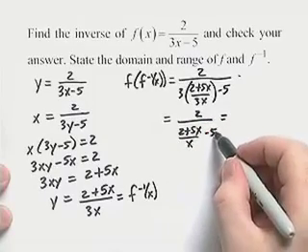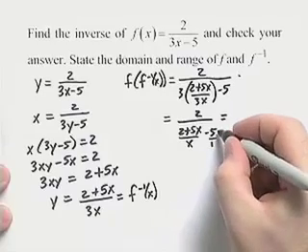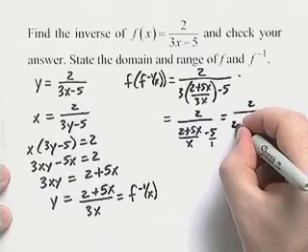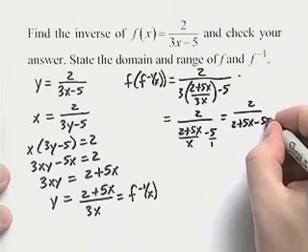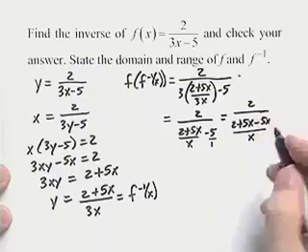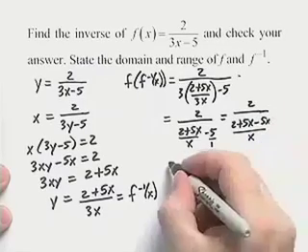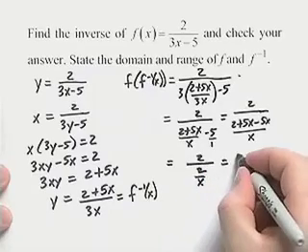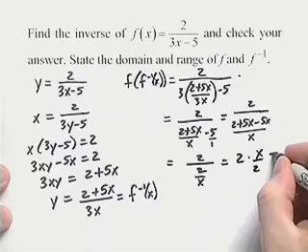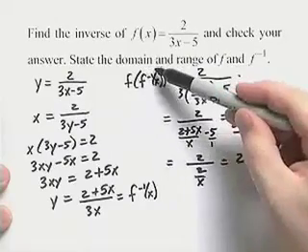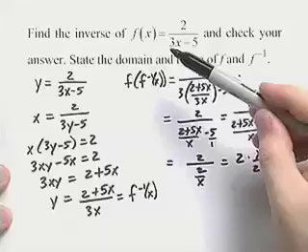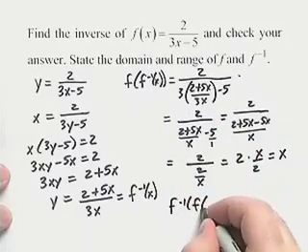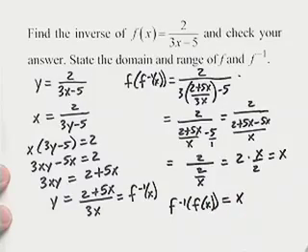The threes will cancel, so we'll have 2 divided by ((2 plus 5x) over x) minus 5. If we get a common denominator, thinking of this 5 as 5 over 1, we need to multiply the top and bottom here by x. So we'll have 2 divided by (2 plus 5x minus 5x) over x. The 5x's are going to cancel. That's going to leave us with 2 divided by 2 over x, which is 2 times x over 2, which is equal to x. So we've shown that f of f inverse is equal to x. To finish verification, we would also need to show that f inverse of f of x is also equal to x.